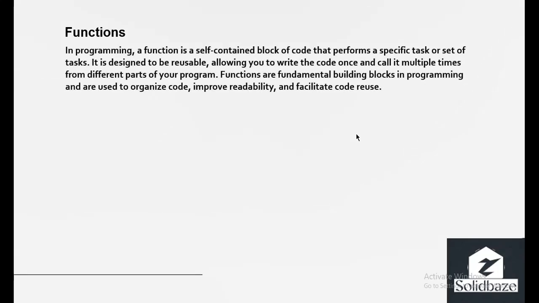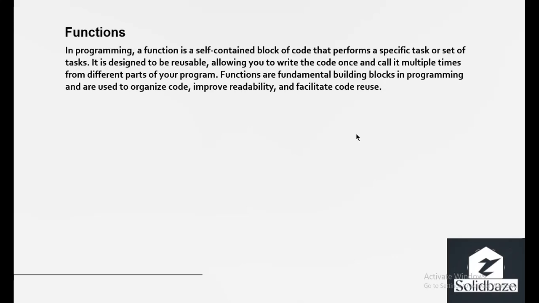Now, in programming, a function is a self-contained block of code that performs a specific task or a set of tasks. It is designed to be reusable, allowing you to write the code once and call it multiple times from different parts of your program. Functions are fundamental building blocks in programming and are used to organize code, improve readability, and facilitate code reuse.